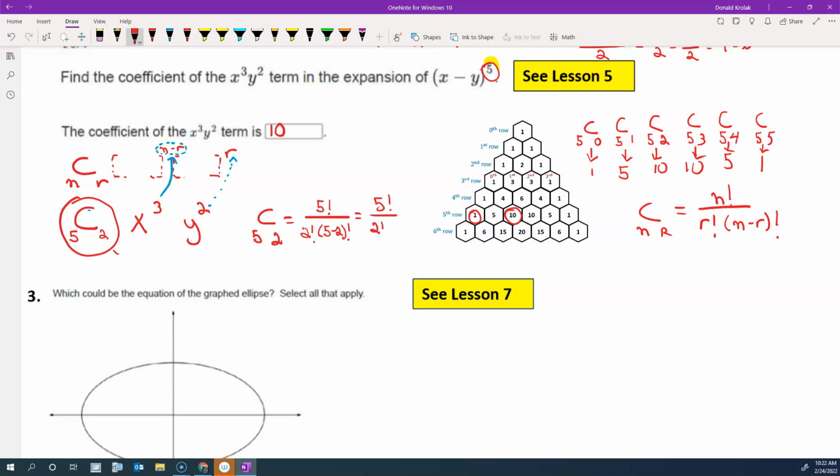Factorial over that, 3 factorial. I'll just do all the work for it. So this would be 5, 4, 3, 2, 1, 5, 4, 3, 2, 1, 2, 1, and 3, 2, 1. And then those are going to cancel. And then this 2 I can cancel out with that 4, and that gives me 10.